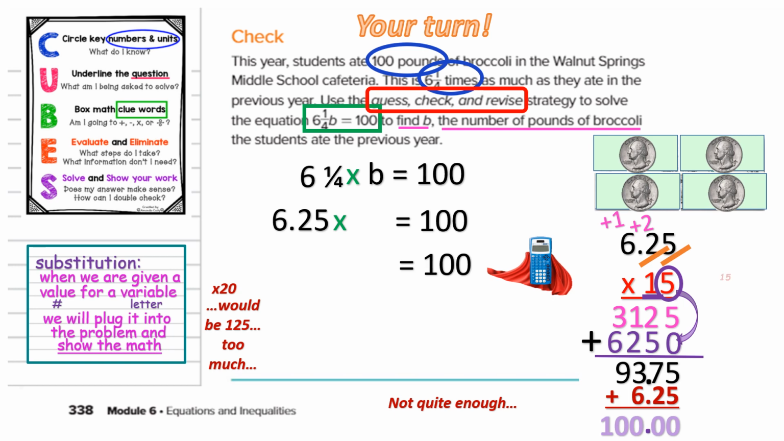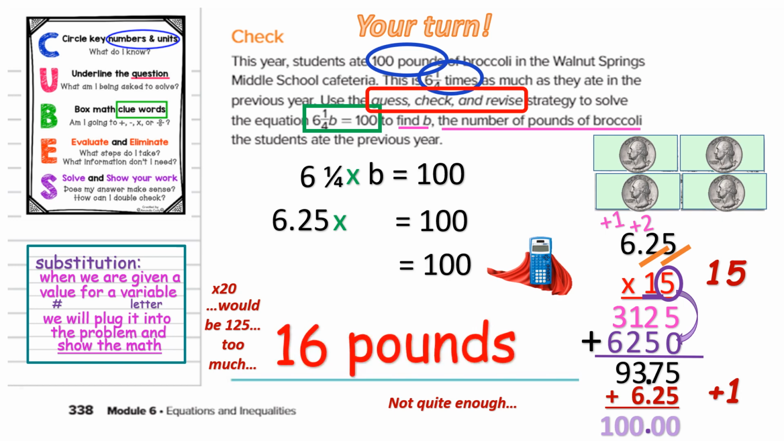So how many times did we go in? Well, we did 15 for the first math problem, and it wasn't quite enough. So we did one more. So we know that the answer is 16. 16 what? 16 pounds. Is that what you got? If not, do you know why? And if you don't know why, come and ask, and I'll help you figure it out, as long as your work is on your paper.